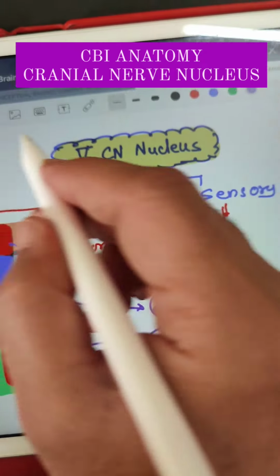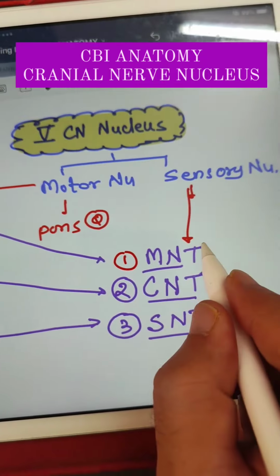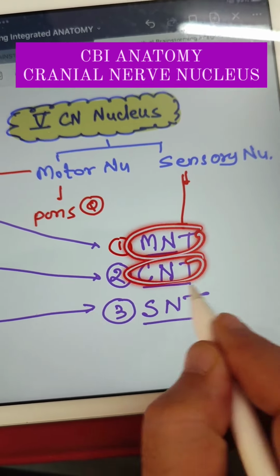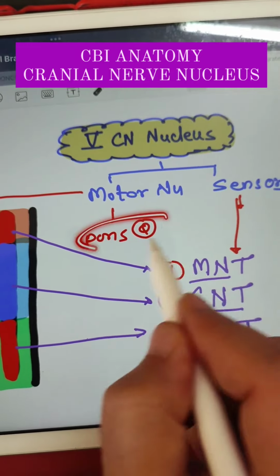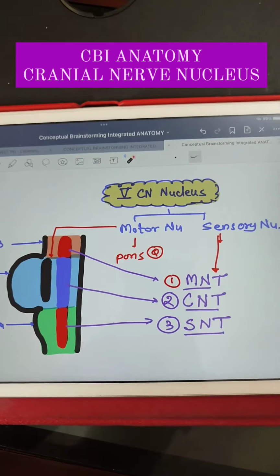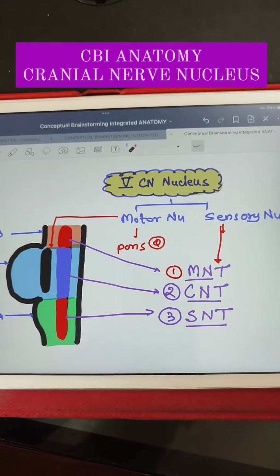So the three sensory nuclei, the funny way to remember them, yes, MANTU, CON2, SUN2, and only one motor nucleus which is within the pons. So it will be very helpful in your INICET NEET PG and your FMG exam.